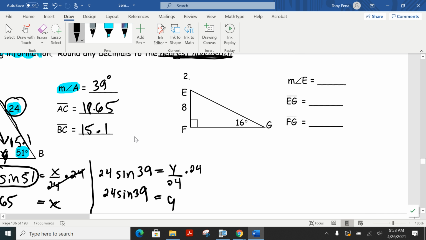All right, number 2 then. Measure of angle E is easy. We know 2 of the 3 angles. We know this is 90. We know this is 16. All the angles have to add up to be 180. So what is that, 74? 74 degrees. So we know angle E is 74 degrees. All right, let's do this just so we can call these variables. Let's say EG is X. So let's call this your X, and we'll say FG is our Y.